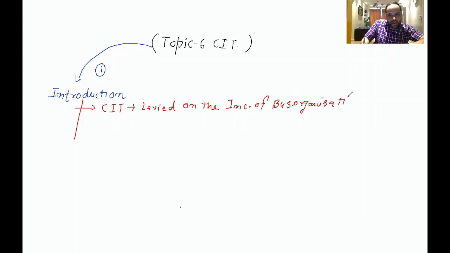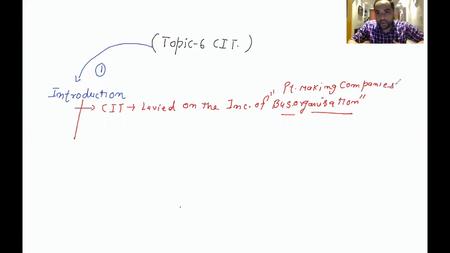Of course, business organization means profit-making organizations, right? Profit-making companies. So profit-making companies are liable to pay corporate income tax if they have a taxable income, right?